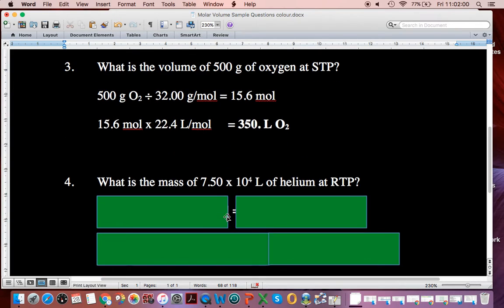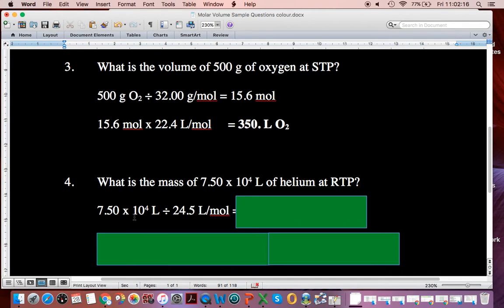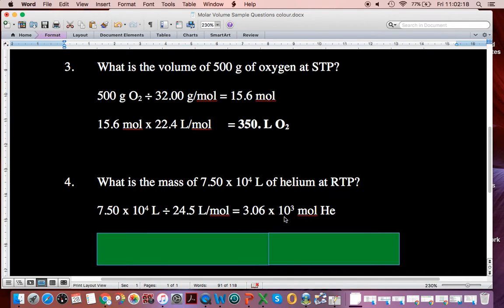Number 4 is a reverse to number 3. So what I've got to do is, first of all, I've got to go from my volume, I'm told at RTP, and I've got to get my moles of helium. And then my last step will take the moles, converting to mass. So you see why conversions have to be automatic. So bim divided by boom gives me bomb.